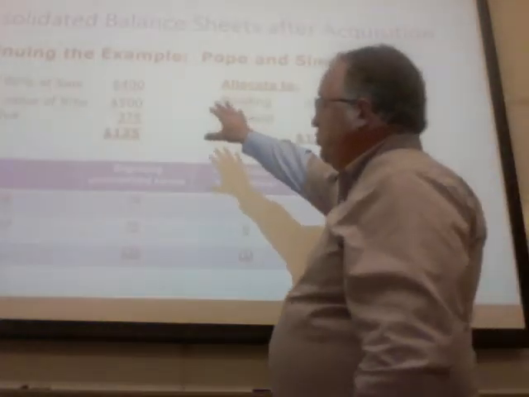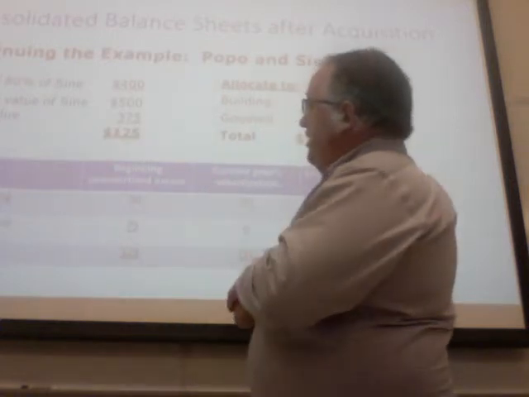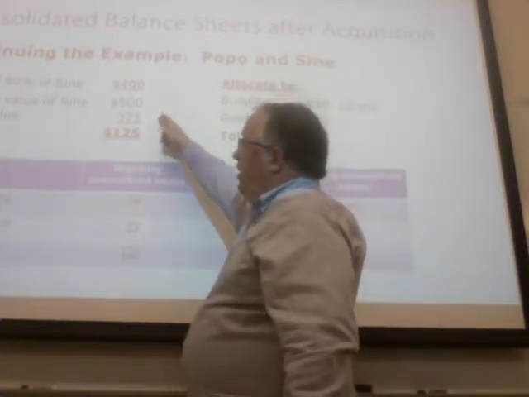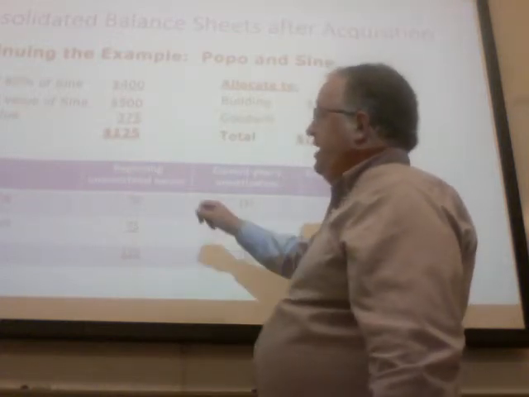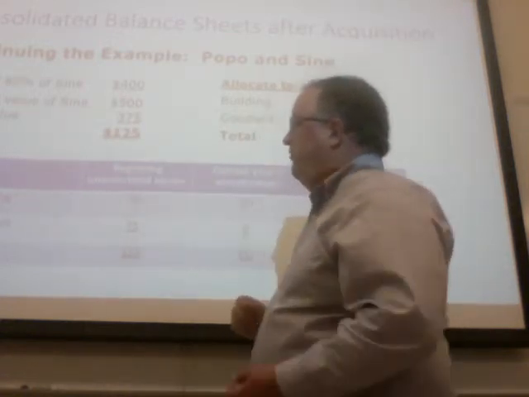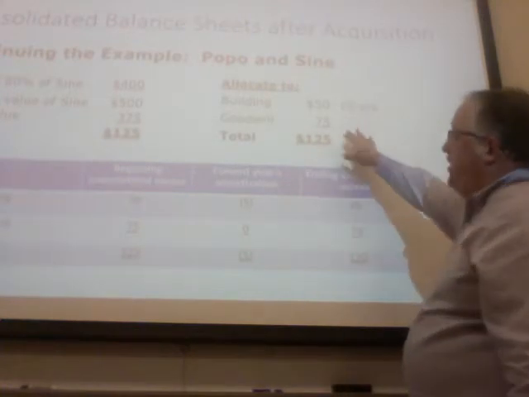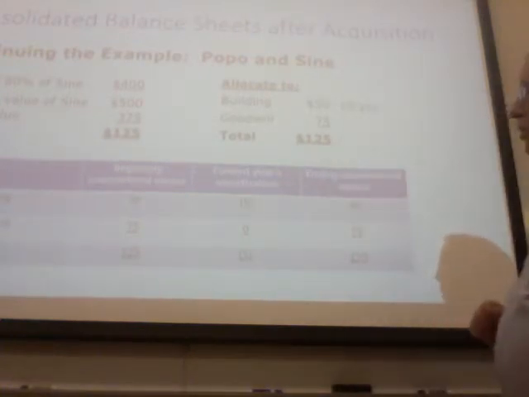So let's continue our example of Popo and Sign for balance sheet after acquisition. Just to recap, our cost was $400,000 for 80%. Our implied value, therefore, was $500, which is 400 divided by 80%. Our book value was $375. We had an excess of $125, which we allocated to building and goodwill.